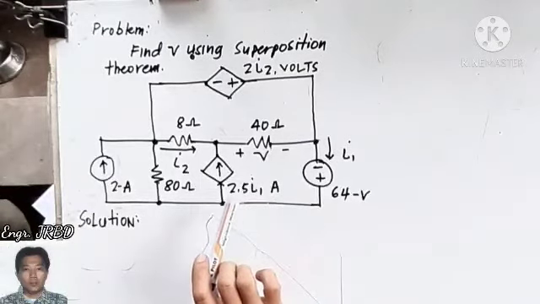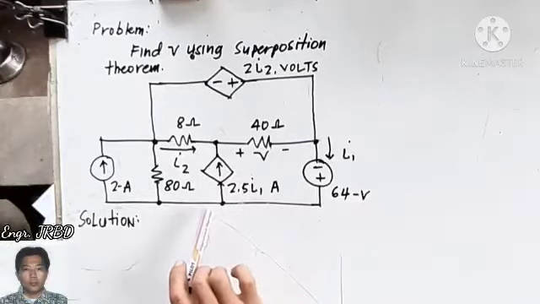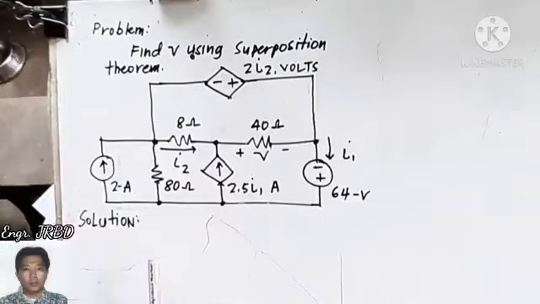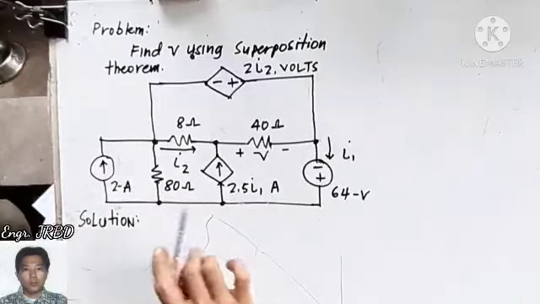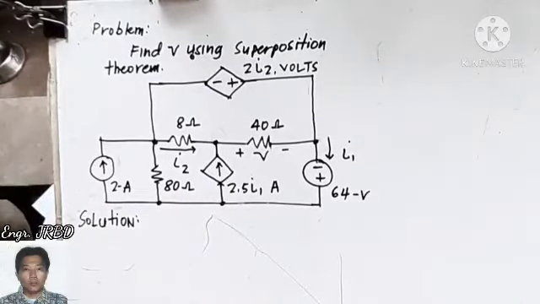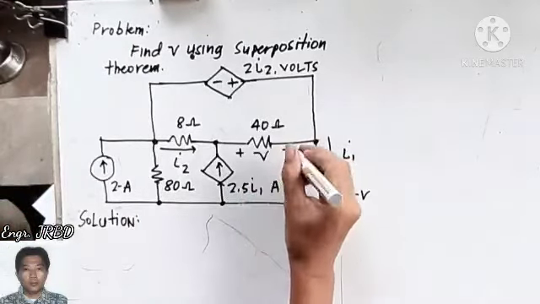Huwag mong isali yung mga dependent sources, either current or voltage. Ang isali mo lang is independent current and voltage sources. Dalawang beses lang ito. We are required here to obtain your V.